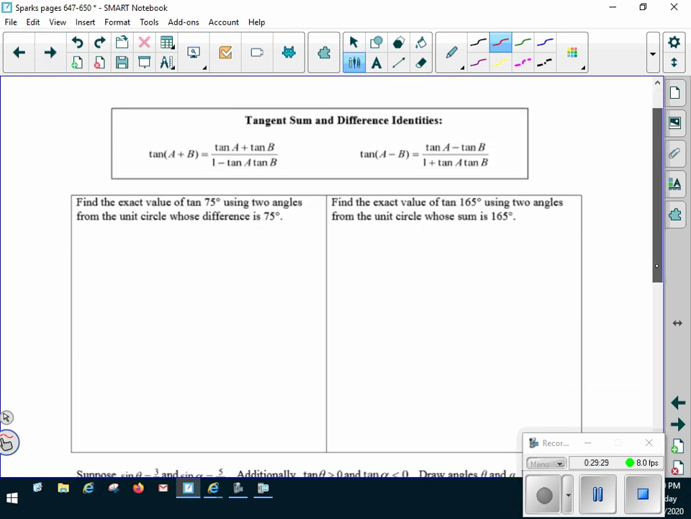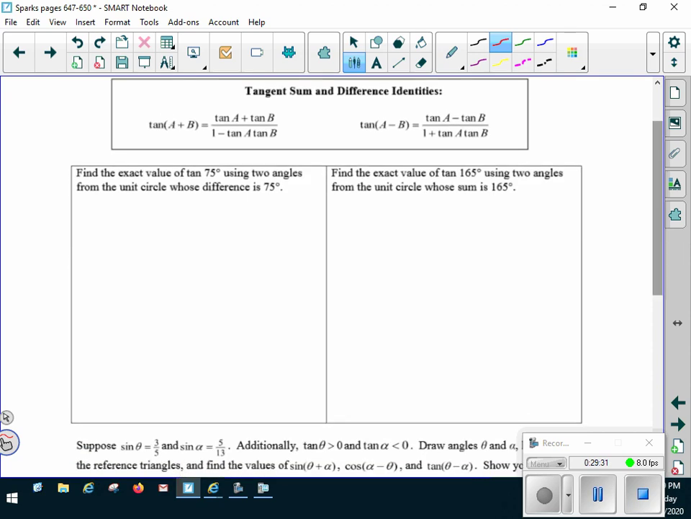Got giggles today. A little bit. Tangent, last one. Now, you got a fraction, but it's still not terrible. They're still pretty easy formulas to work with. Find the exact value of the tangent of 75 degrees using two angles from the unit circle whose difference is 75 degrees. Can you find a pair whose difference is 75 degrees?